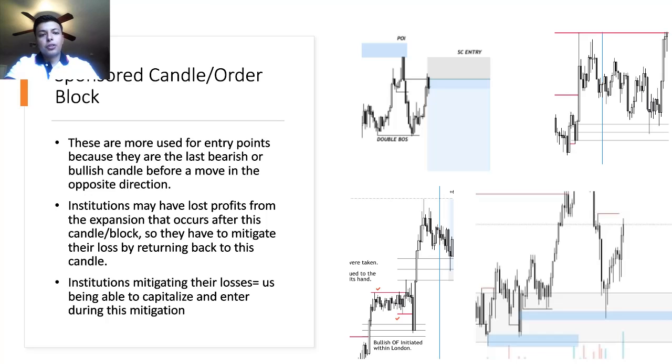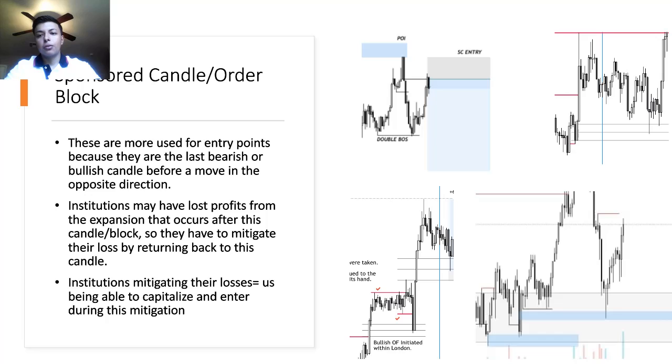So I also learned about sponsored candles, which is what GM calls them, and order blocks, which is what ICT calls them. And these are more used for entry points because they are the last bearish or bullish candle before a move in the opposite direction. And basically, the logic behind this is that institutions may have lost profits from the expansion that occurs after the candle slash block. So they have to mitigate their loss by returning back to the candle, and thus is our entry. So basically, institutions mitigating their losses is us being able to capitalize and enter during this mitigation.